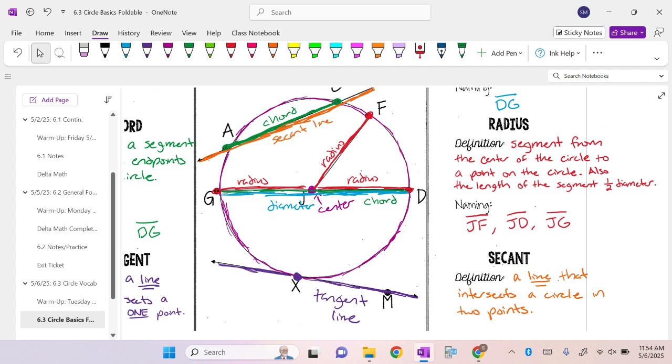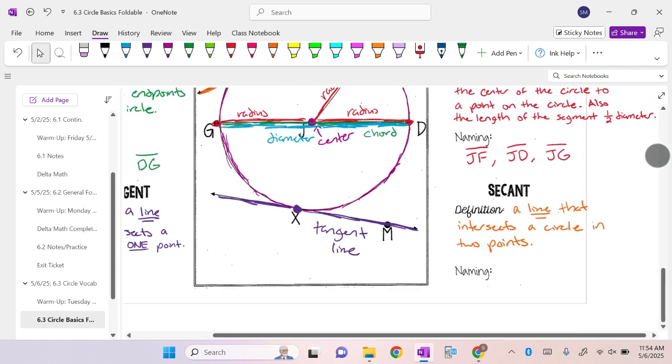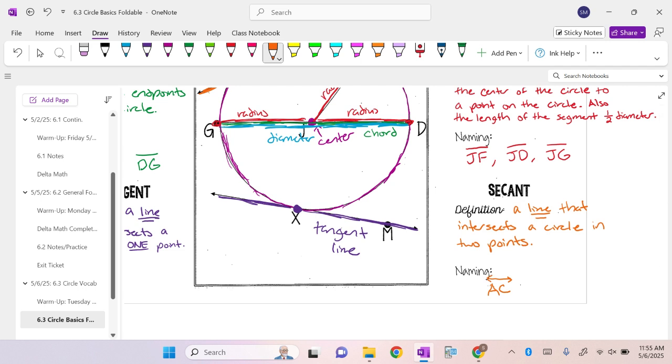So the chord itself is not the secant. It's the orange line with the arrows. That's the secant. So don't get the chord and the secant confused. They're not the same thing. And thusly, we name it differently. So this is the line AC. Instead of just a straight line, we're putting a straight line with arrows on the top to represent that it's a line. Yes, ma'am.